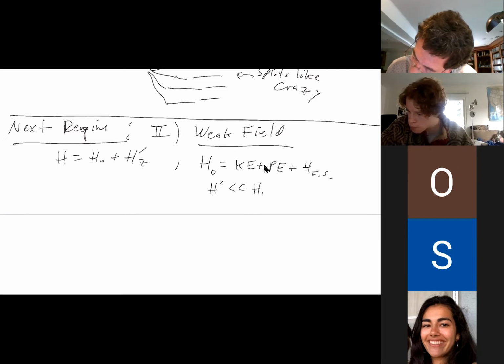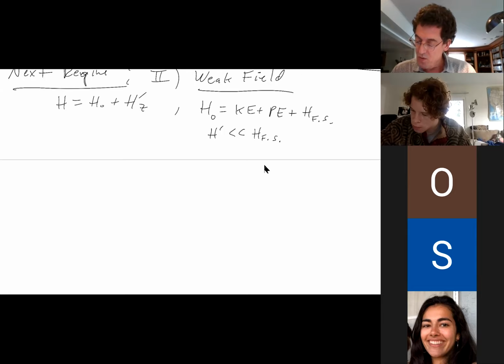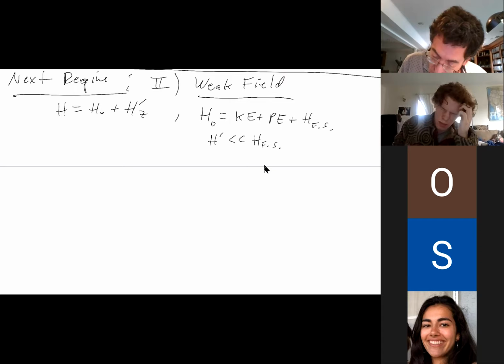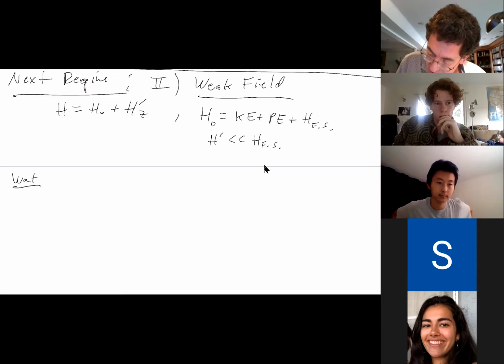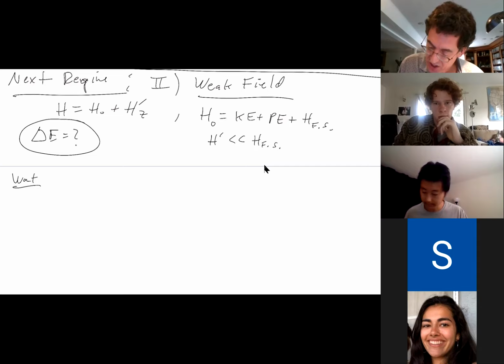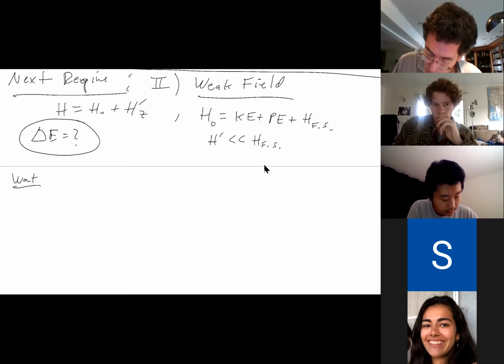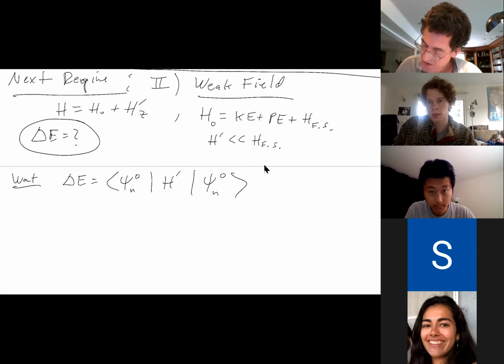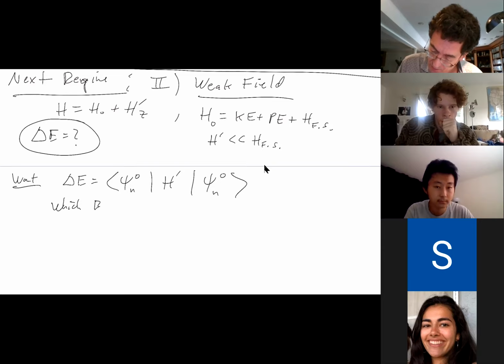And so now the question here is, what is the splitting in the weak field regime? To find the splitting, we always want to use perturbation theory. And so we want to do this: delta E is equal to psi naught n, H prime, psi naught n. But the question is always, which basis? We have to have a good basis.